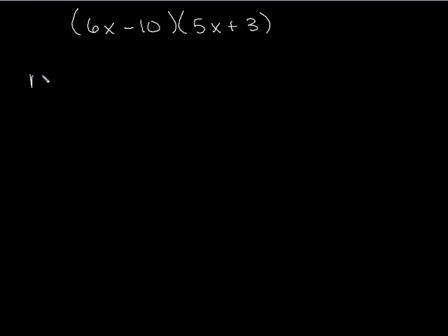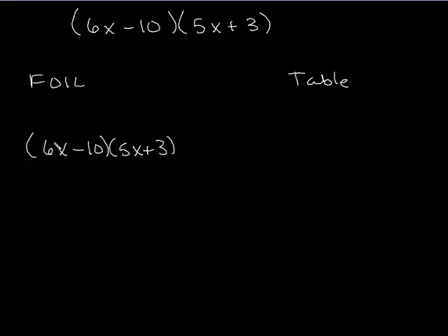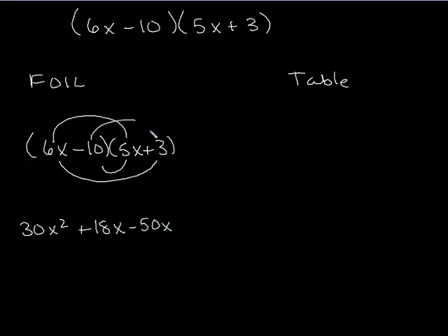Okay, so I'll use FOIL and the table again. FOIL gives me first, so that'll be 30x squared outside, so plus 18x inside, minus 50x, and then last, minus 30. So 30x squared, 18 minus 50 is negative 32x, minus 30.